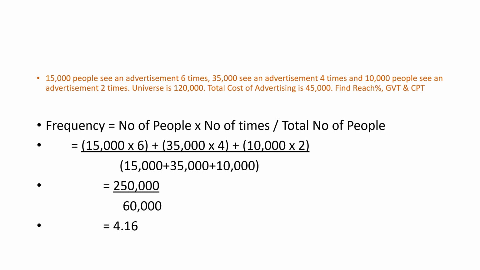I've put the question for you in a different color so that you see it while you solve the sum. So frequency is our formula, number of people into number of times upon total number of people. So we have 15,000 people multiply by seeing the ad 6 times plus 35,000 people who see the ad 4 times plus 10,000 people who see the ad 2 times divided by total number of people. So our total number of people are 15 plus 35 plus 10,000, which gives us 60,000. So when we add the amount on top and the denominator and divide the two, our answer is 4.16. Therefore, frequency equals 4.16.